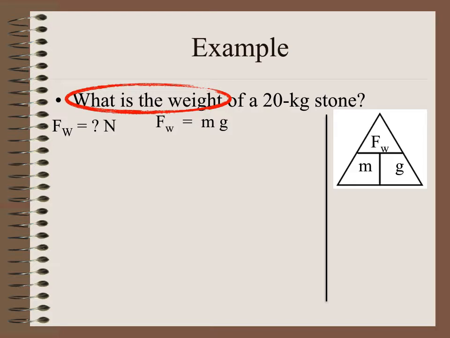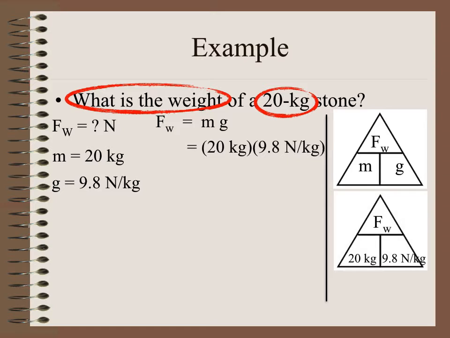In going through the formula, we can now gather information about our question. We see that we need to have a mass. Well, 20 kilograms would be a mass, so that would be m. Next in the formula, we see that we need g. g is not given in the problem, but you're expected to know that g is going to be 9.8 newtons per kilogram. Now we can substitute in our values. In the normal formula, we put the 20 kilograms times the 9.8 newtons per kilogram. In the triangle, we substitute the 20 kilograms for the m and the 9.8 newtons per kilogram for the g.